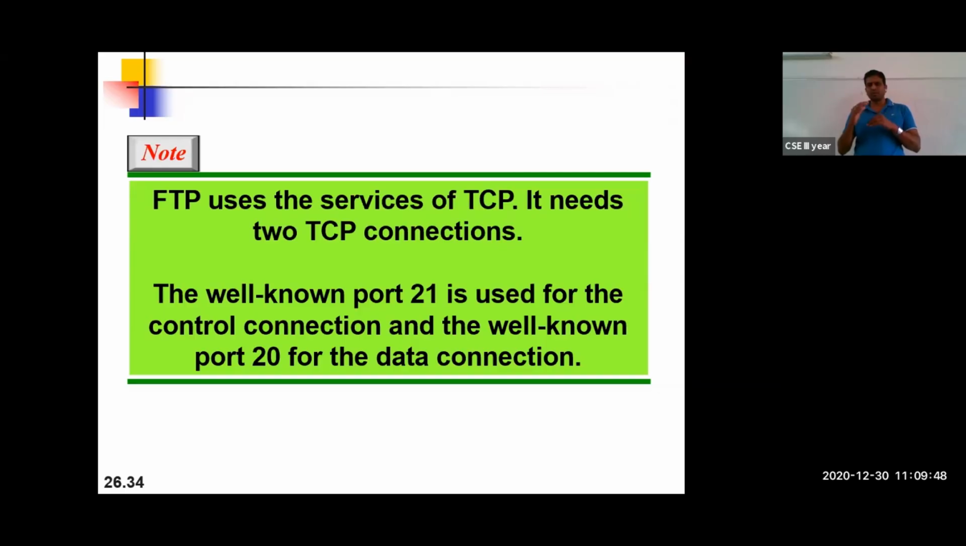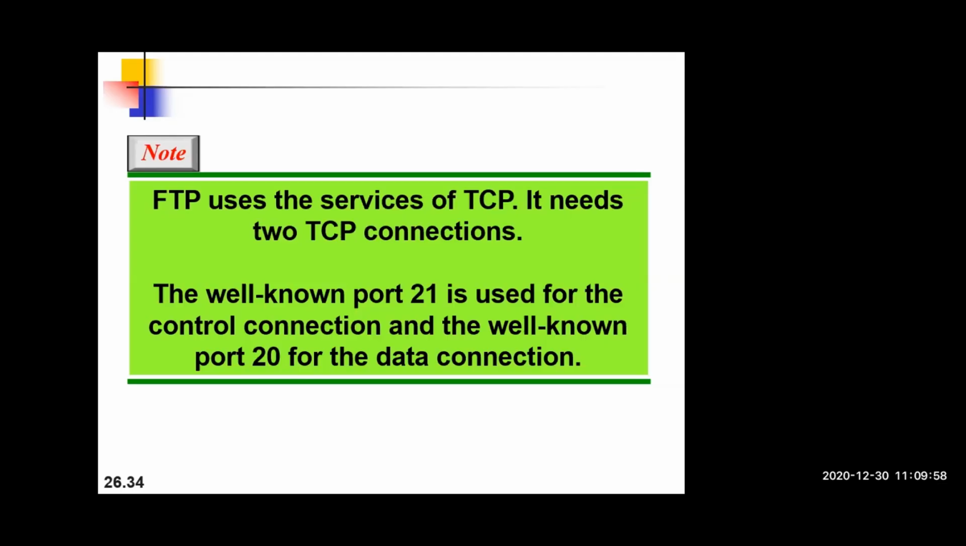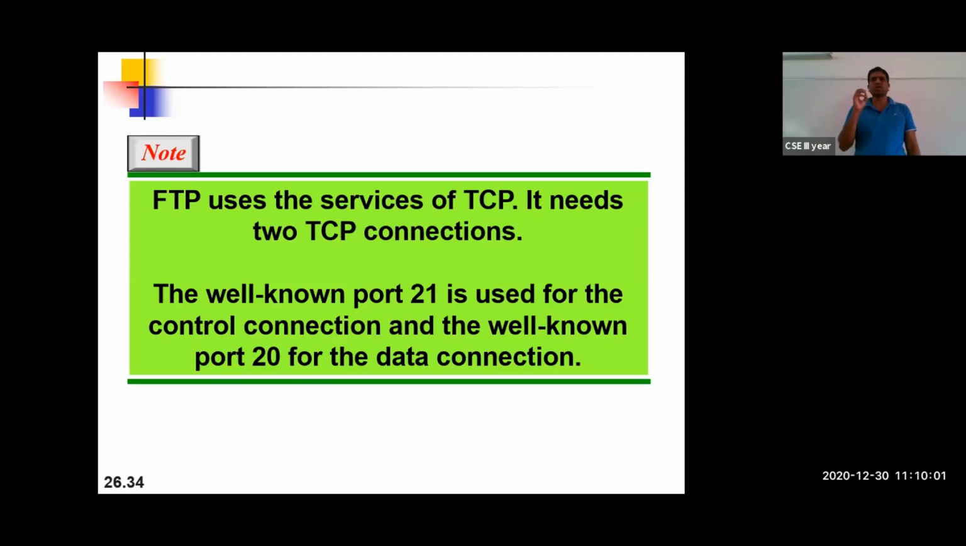Port numbers are used at the transport layer. The port numbers for FTP connection are also fixed. The well-known port, there are 3 types of ports, you remember? Well-known port, registered port, dynamic ports. The well-known port 21 is used for control connection, and a well-known port 20 is used for data connection. Now I understood that there are 2 connections. 2 TCP connections are used by FTP between client and server, sender and receiver. One connection uses port 21. One connection uses port number 20.